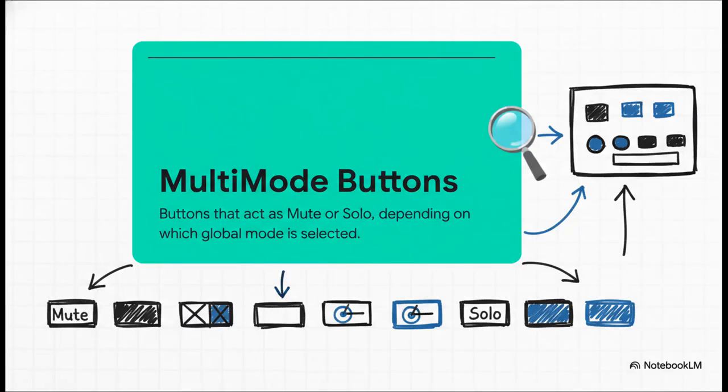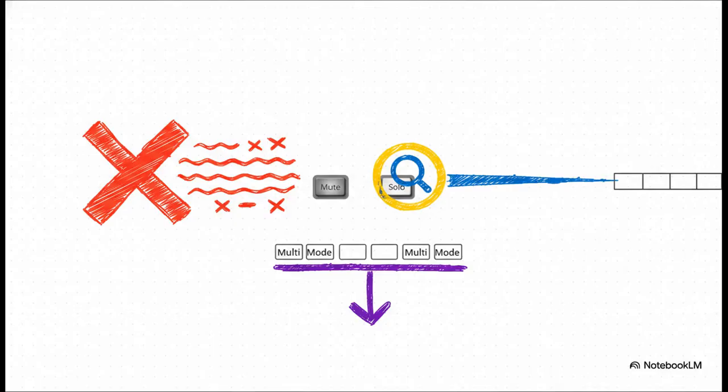So on the Studio Live, the little buttons right below each fader are called multi-mode buttons. And the name says it all, right? They can do more than one thing. They can either be your mute buttons or they can be your solo buttons, and it all depends on which master mode you've chosen. So how do you choose?